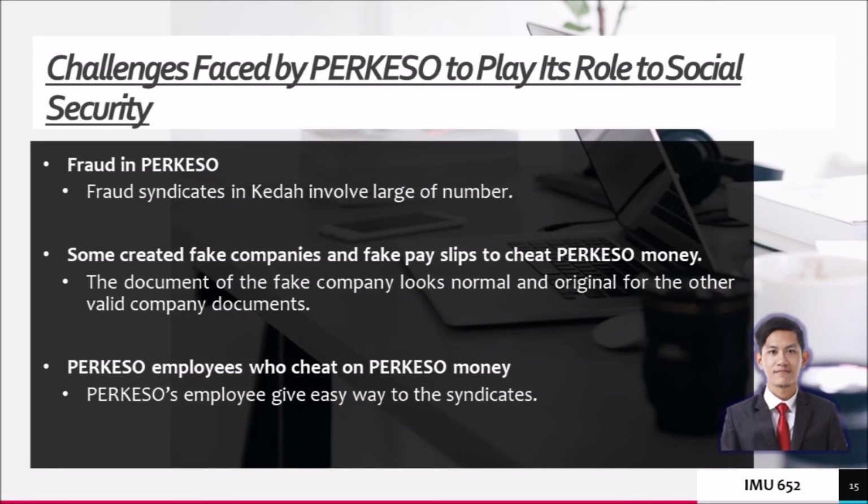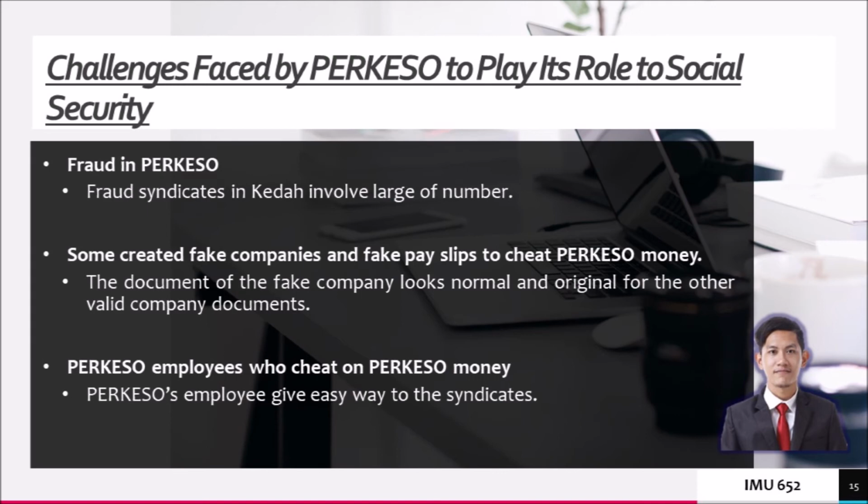Okay, challenges faced by Perkeso in playing its role in social security. Firstly, fraud in Perkeso, which is a fraud syndicate in Kedah involving a large number of people, including hospital workers and cleaners, who also cooperate with these syndicates. Some claim to be Perkeso agents, while Perkeso has no agents, seeking patients to help apply for Perkeso money by fraud. Next, some create fake companies and fake payslips to cheat Perkeso money, where the documents of the fake company really look normal and original compared to other valid company documents.